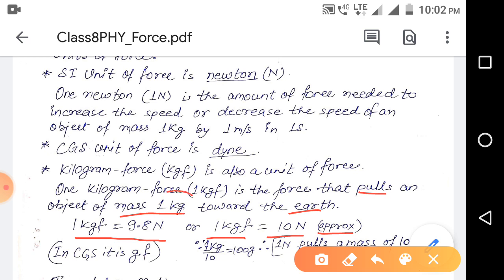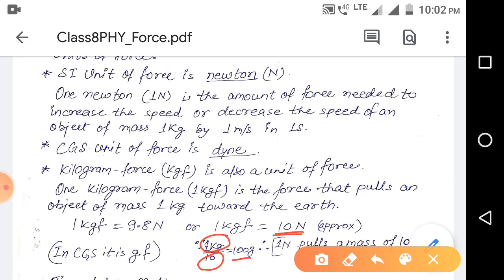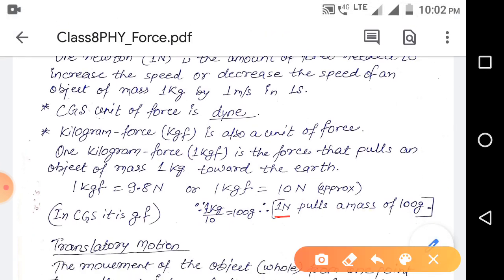See, 1 kg means 1000 gram. So if 10 Newton force is required here, suppose we divide this 1 kg by 10, what do we get? 100 gram. So now we can take this as 1 Newton. 1 Newton is the force that pulls a mass of 100 gram toward the earth. Now as it is a kilogram force, it is in SI. So in CGS we can write this one as gram force.